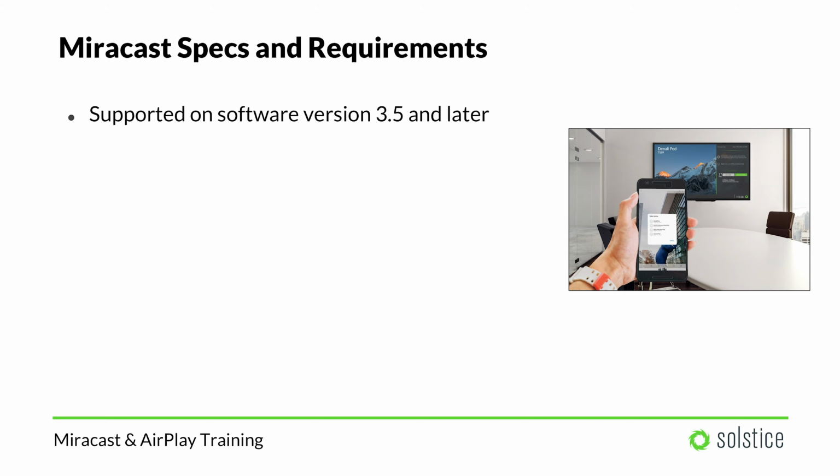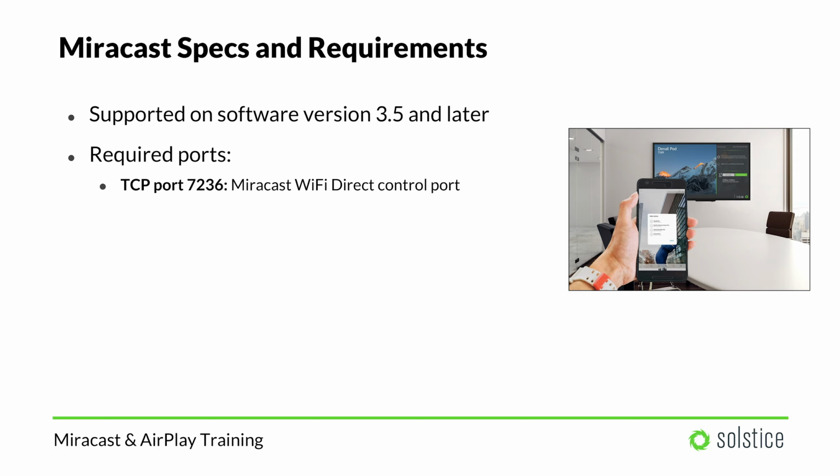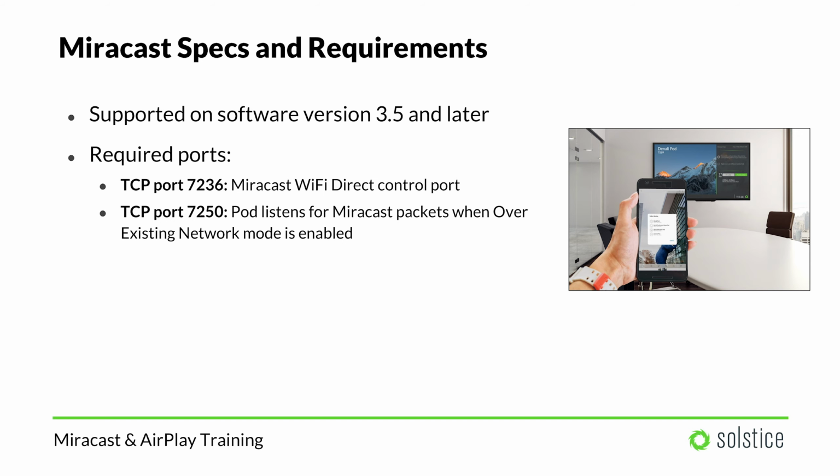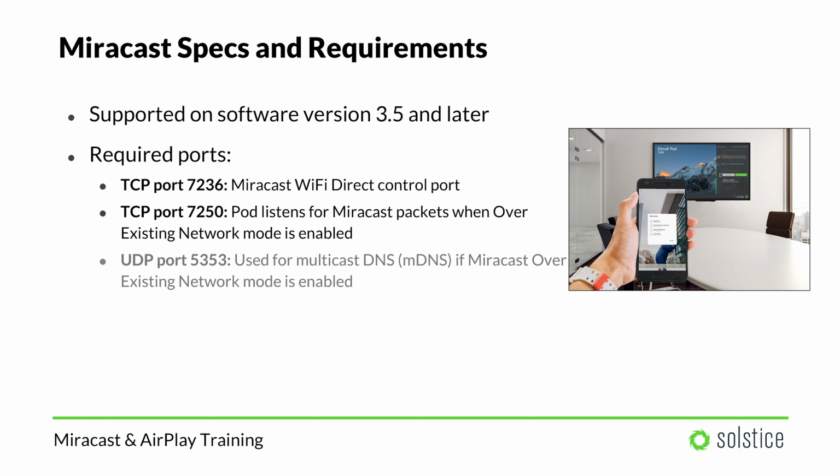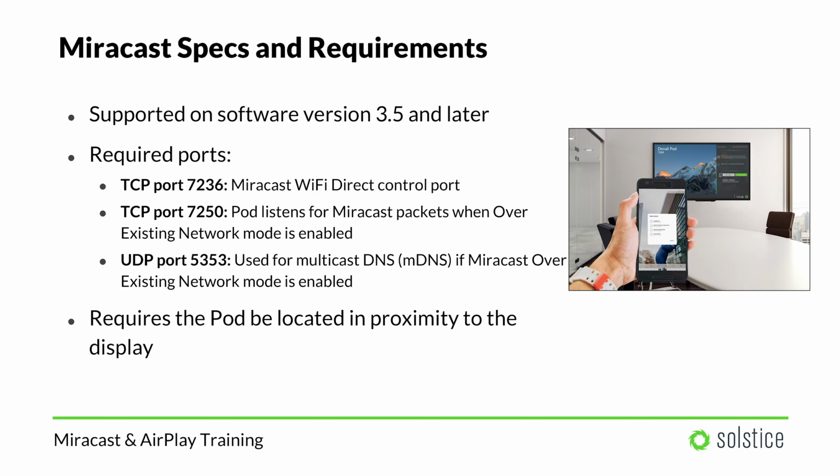Miracast requires Solstice software version 3.5 or later. The following network ports must be opened: TCP port 7236, TCP port 7250, and UDP port 5353. In order to enable Miracast streaming, the pod needs to be located within proximity to the display, and the pod's wireless network interface card must be enabled. I'll cover how to complete the Solstice configuration steps later in this training. For network configuration, please contact your IT administrator.